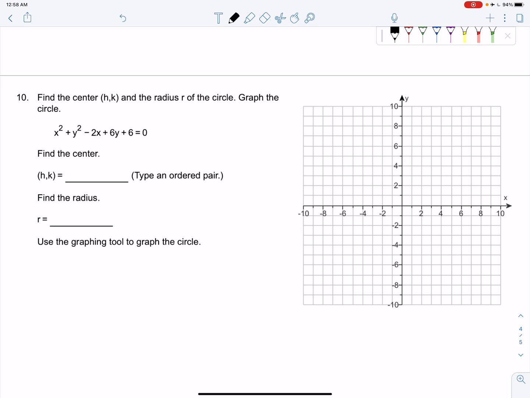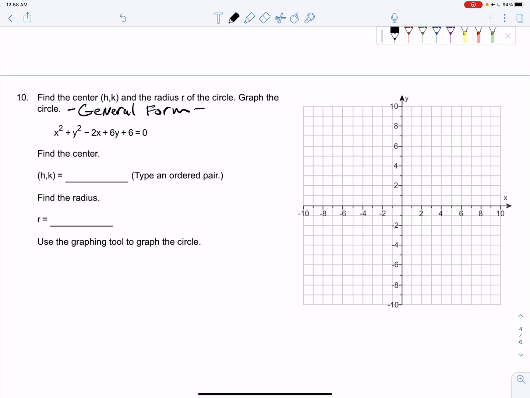Well, this is not good. Look at that equation. It is in something called general form. And we don't like general form, because we can't just look at it and pull out the center and the radius. So we want it to be in standard form.